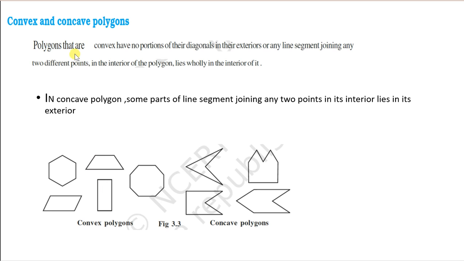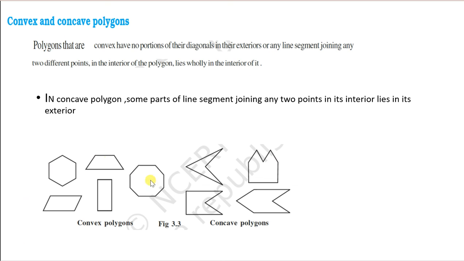मतलब अगर किसी polygon के डायगोनल्स का कोई भी पोर्शन उस पॉलीगन के एक्सटीरियर में लाई नहीं कर रहा है, बाहर नहीं लाई कर रहा है, तो उसे हम कॉन्वेक्स पॉलीगन कहेंगे। कॉन्वेक्सिटी को हम ऐसे भी चेक कर सकते हैं कि अगर हम उस पॉलीगन के इंटीरियर में दो डिफरेंट पॉइंट्स लेते हैं और उसको ज्वाइन करने वाली लाइन सेगमेंट भी कंप्लीटली उस पॉलीगन की इंटीरियर में लाई करेगी, then we say that it is a convex polygon.